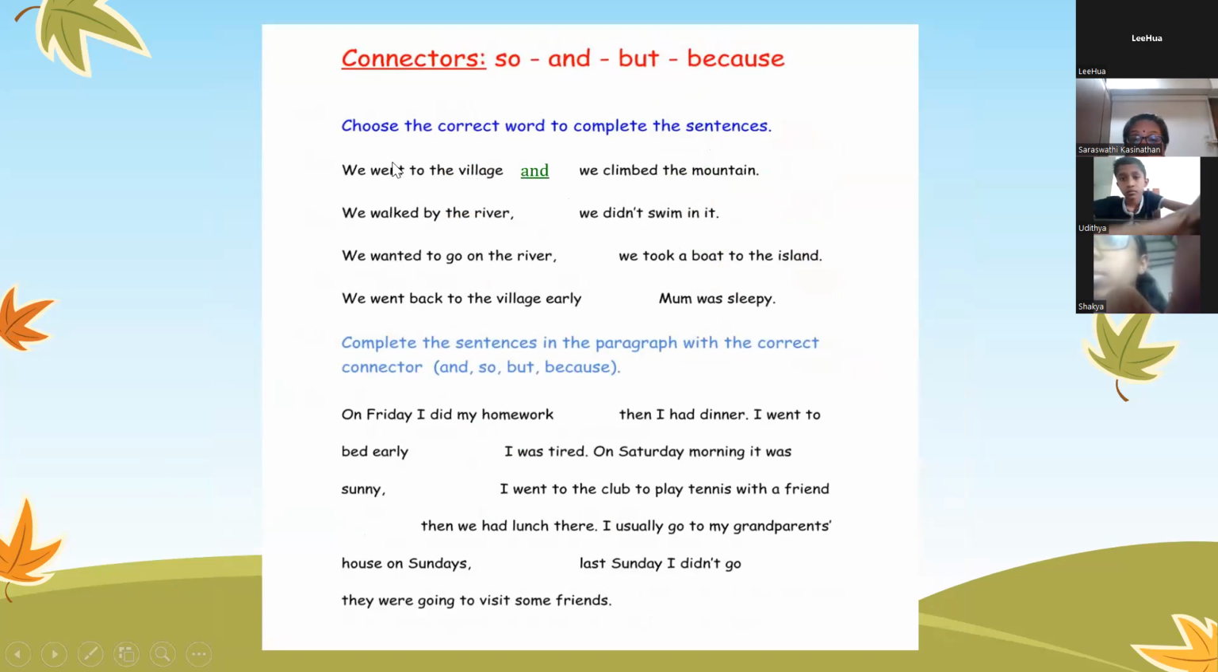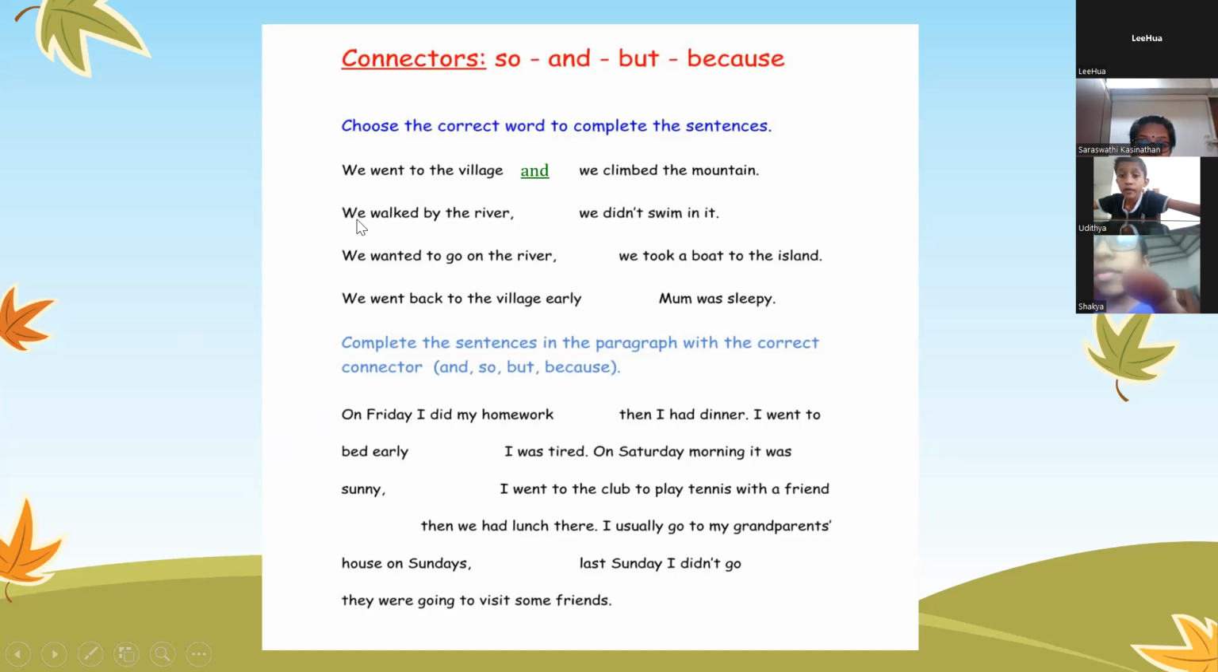So there are two different phrases, right? Going to the village is one, all right? So you say, we went to the village, full stop. We climbed the mountain, full stop. So you can have two sentences here. But if I do not want two sentences, I can combine the sentences and use a connector to join them. All right. Previously, we had two different things to connect. Now we have two different sentences to connect. Okay, so that's the difference here.